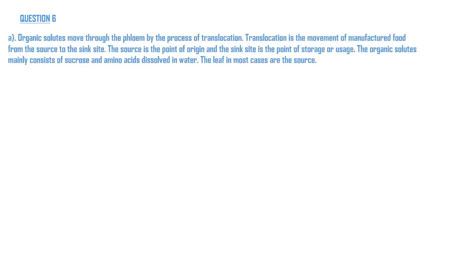A. Organic solutes move through the phloem by the process of translocation. Translocation is the movement of manufactured food from the source to the sink site. The source is the point of origin and the sink site is the point of storage or usage. The organic solutes mainly consist of sucrose and amino acids dissolved in water. The leaf in most cases is the source.